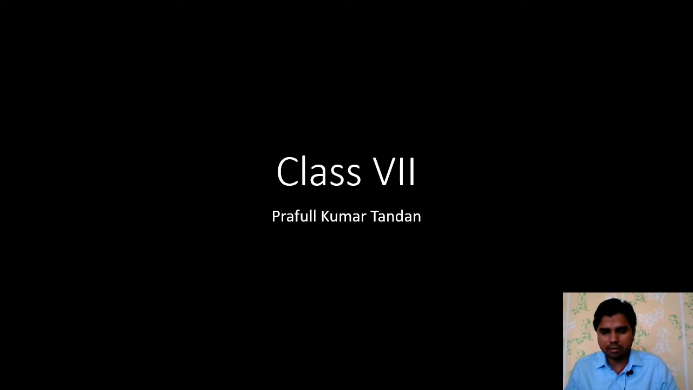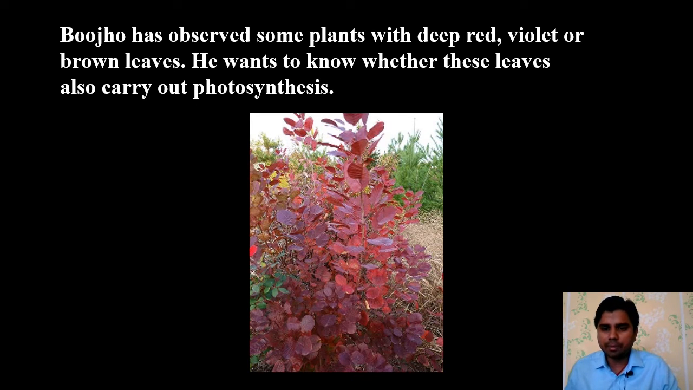So we have studied in our previous class that the green plant can make their own food by different constituent materials like carbon dioxide, water, sunlight. Alright, and the chlorophyll is also necessary, which is present in the leaf itself. But now Bujo has observed some plants with deep red, violet or brown leaves. He wants to know whether these leaves also carry out photosynthesis. So what do you think after observing this plant? Can these plants also make food?